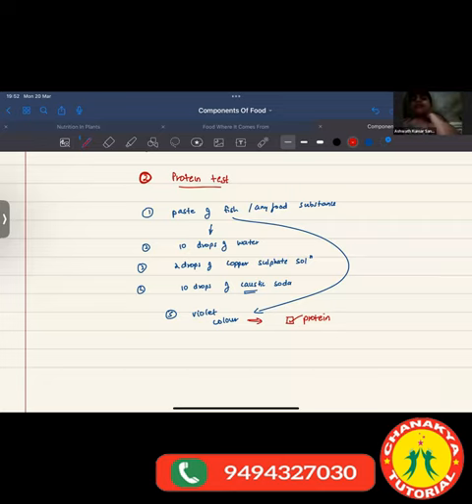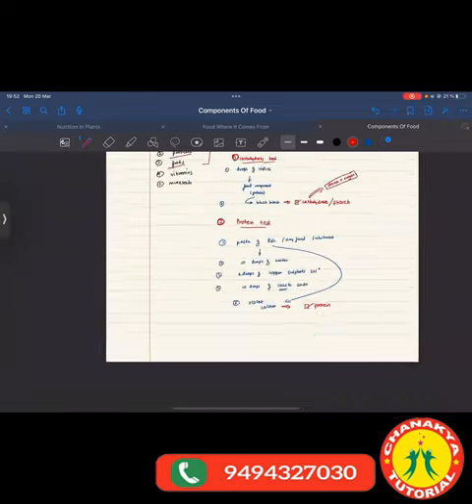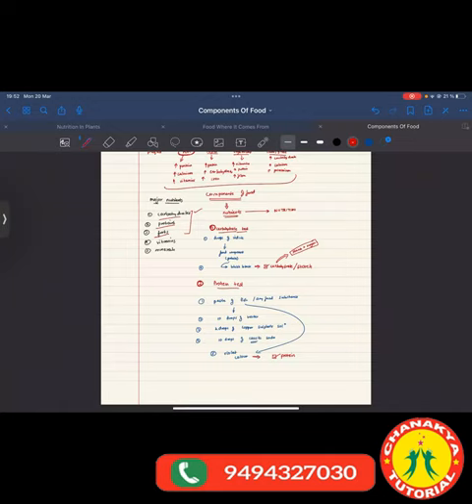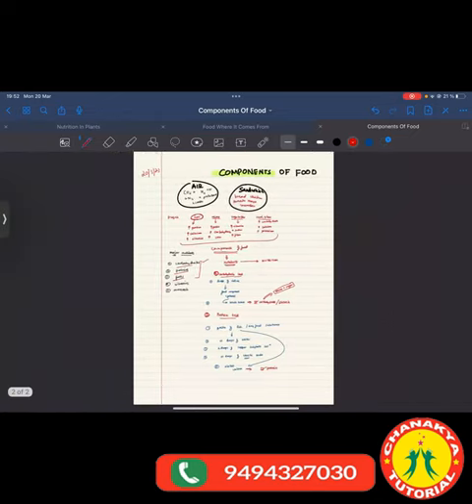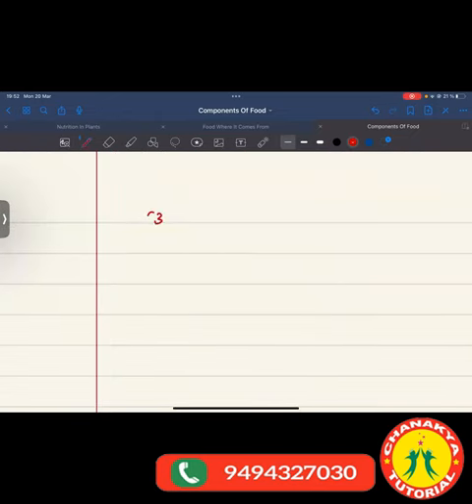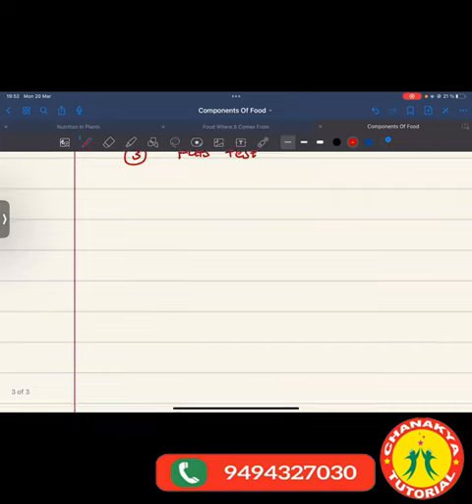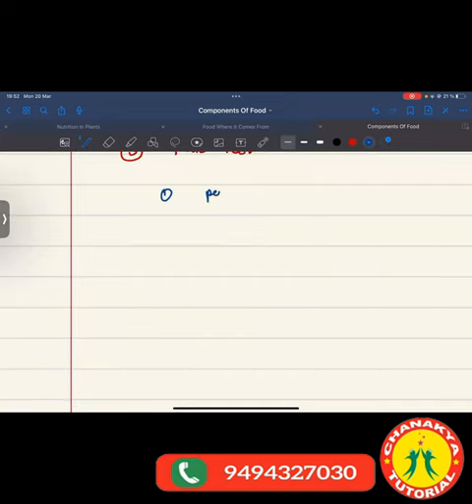Okay. So now we saw the different components of food, that is the carbohydrates, proteins, fats, and all these. So now we're going to see the last test, that is the test for fats. This is nothing. Just take a small piece of paper. What you're going to do is you're going to crush the food. For example, I'm taking potato itself or french fries, or normal chicken or anything.